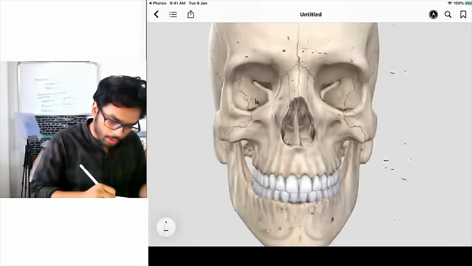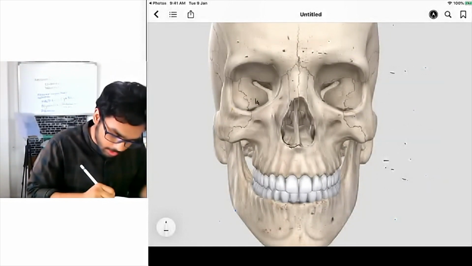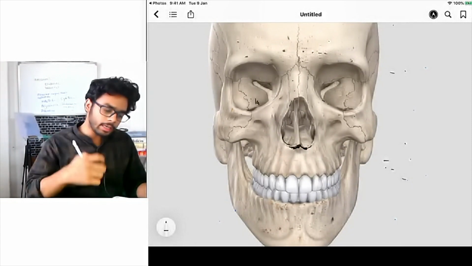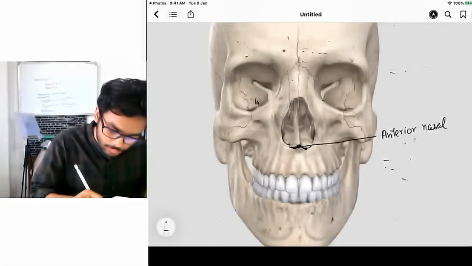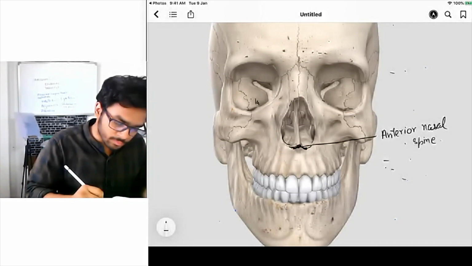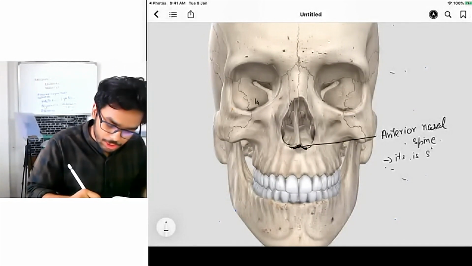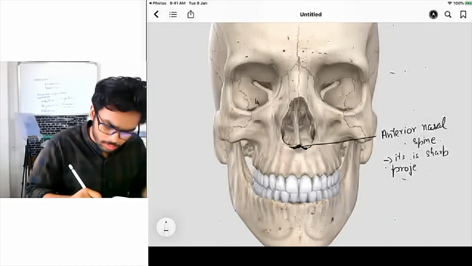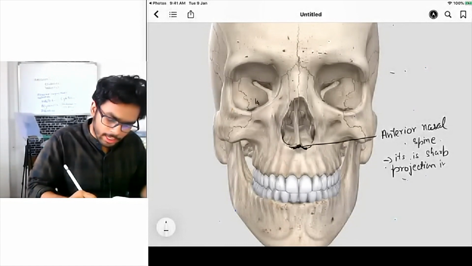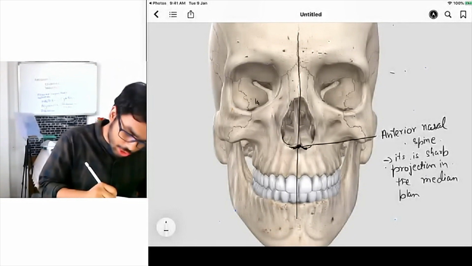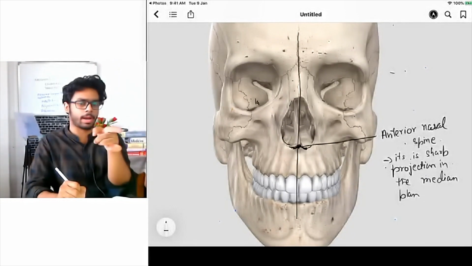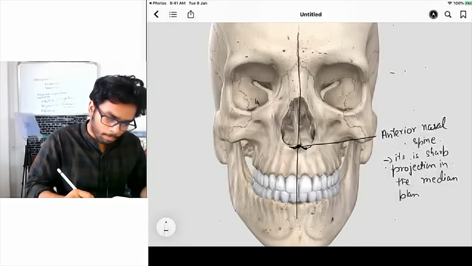Okay, and here, the anterior nasal spine. Can you see this spine part? This is the pointed tip which is present here. This is known as anterior nasal spine. What is it? It is a sharp projection in the median plane. Which plane? Median plane. Here we have the median plane, and there is a sharp projection which is projecting towards the outer side. Okay, median plane.